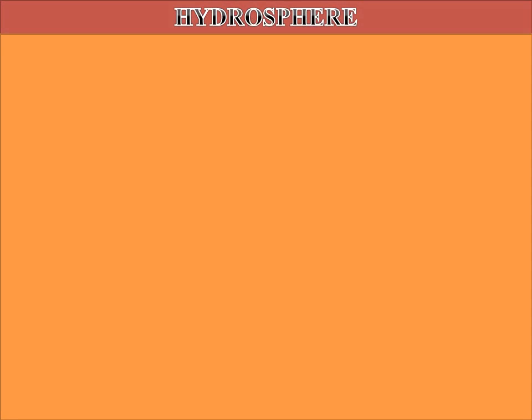Today I am going to explain to you geography lesson number 4, Hydrosphere. In the past class I explained hydrosphere, hydrological cycle and relief of the ocean floor. Today I am going to explain the second main heading, movement of the oceanic water.